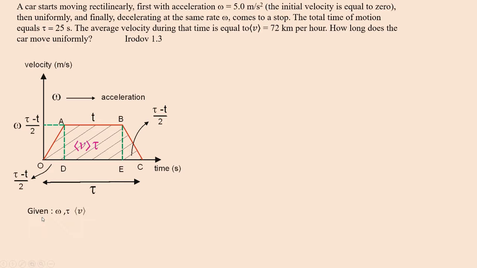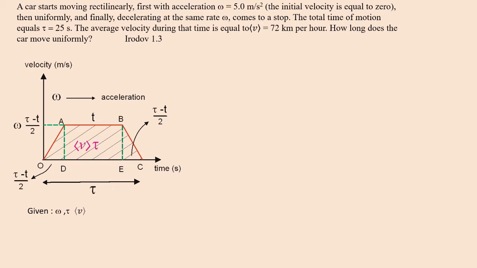Now, what are the things which are given? Omega. Omega is acceleration here, not angular velocity. Tau. What is tau? Tau is the total time of motion. The average velocity is given as 72 kilometers per hour, which we may have to convert into meters per second. How do you convert kilometer per hour into meter per second?